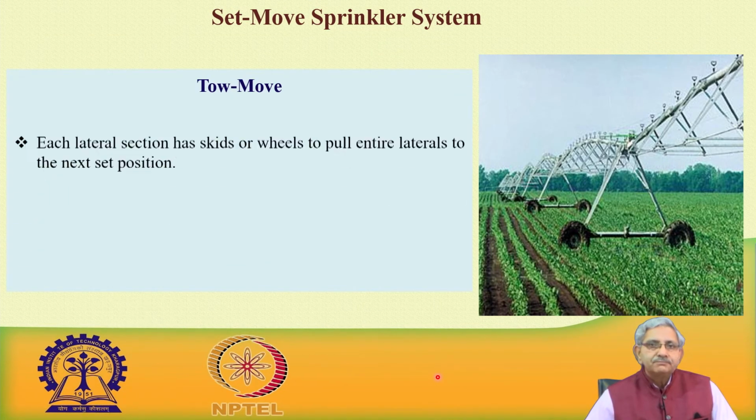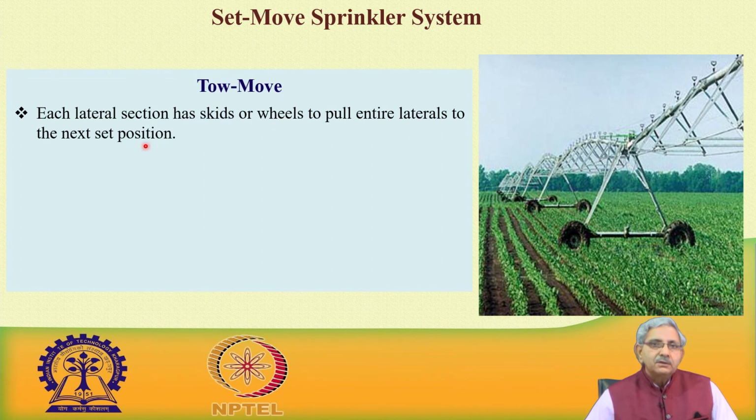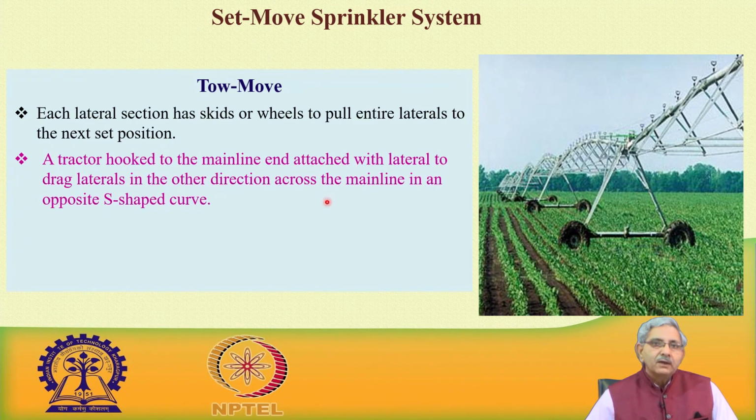Tow move system. Each lateral section has skids and wheels to pull the entire lateral to the next set position. You can see here, these are the wheels where the entire system is brought from one position to the next position. A tractor hooked to the main end attached with the lateral drags the laterals in the other direction across the main line in an opposite S-shaped curve.